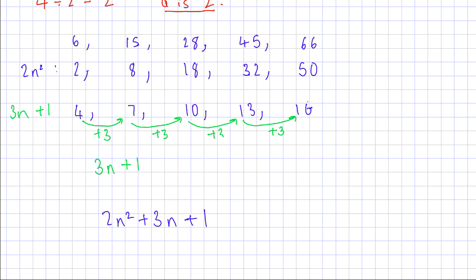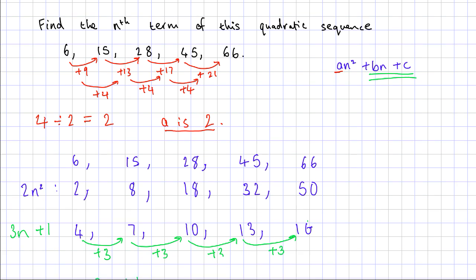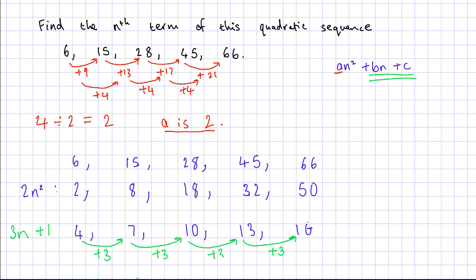Now there's lots of steps in finding one of these nth terms for these quadratic sequences, but what you need to do is practice this lots and lots of times, so get used to the method. So we found a first, by looking at the second difference and dividing it by 2. So you always divide by 2 here. If the second difference was 6, I would have done 6 divided by 2, and this would have been 3, so a would have been 3.